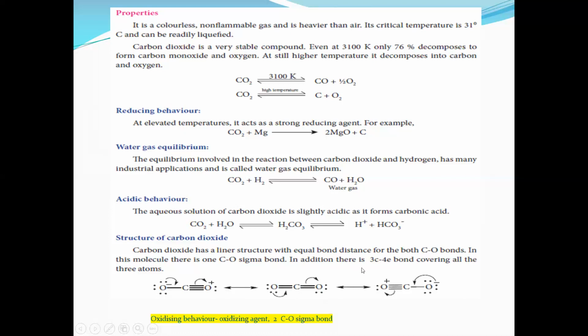In addition there is a 3 center 4 electron bond. 3 center means here oxygen, carbon, and another oxygen, so three atoms are involved. That one we call three center. In between the three centers, four electrons are shared. So we call it a three center, four electron bond.